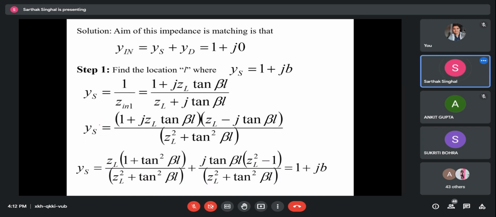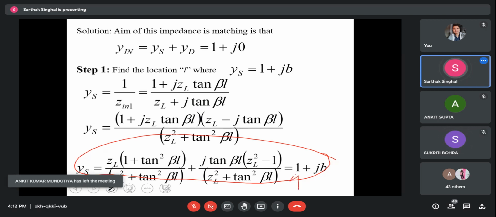So from this you can solve this equation, that's y s, when you multiply it with the conjugate of the numerator and denominator. You will get this value, right? So by comparing this parameter and this parameter, can you calculate the value of L?